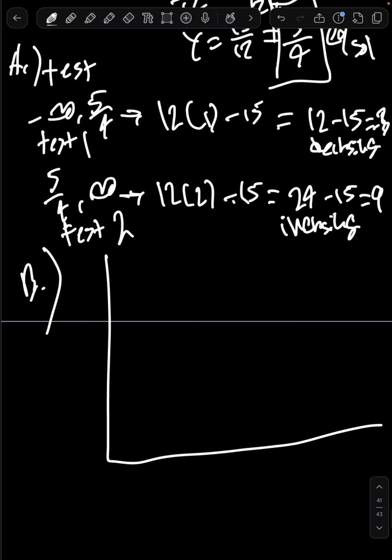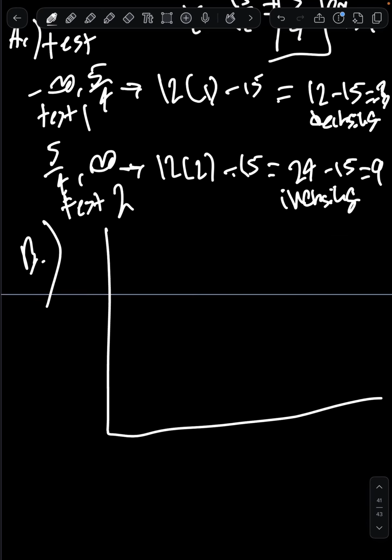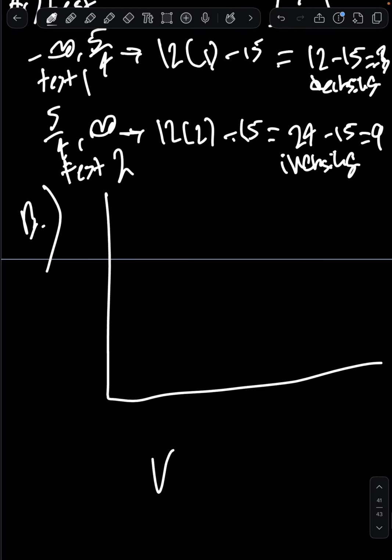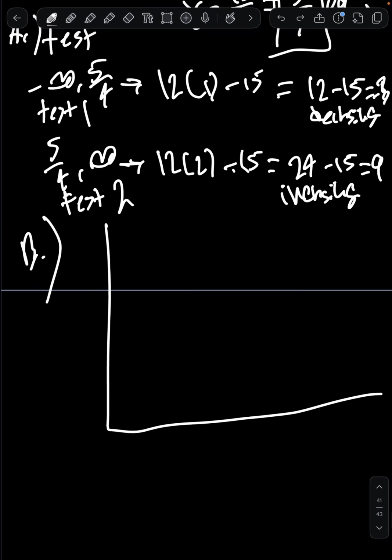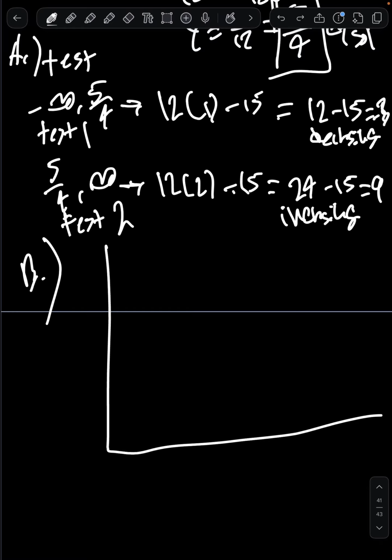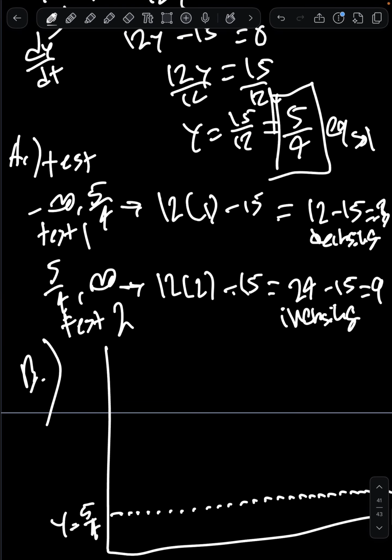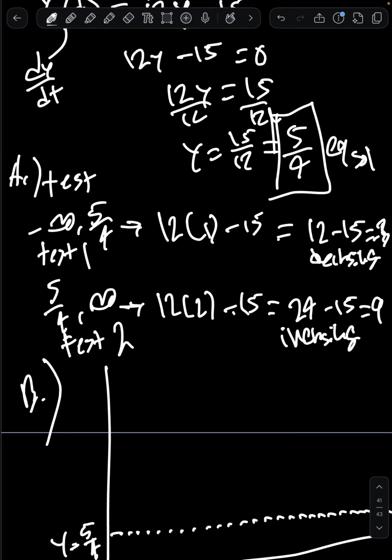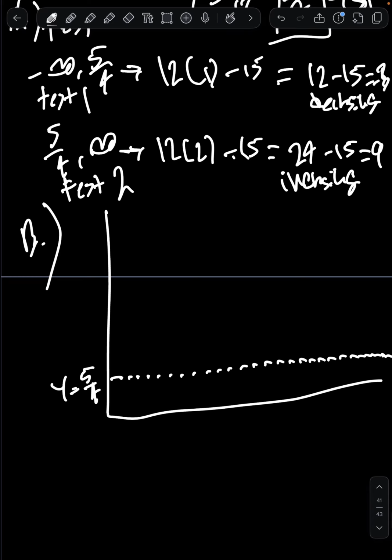Now, we need to see what's happening. I actually don't need to draw this bottom part because our critical point is 5 over 4, which is a positive number. So let's set y equal to 5 over 4. Let's say that's this line. We know that line has a slope of 0 because by setting it equal to 0, we get that critical point, which tells me at y equals 5/4, our slope is 0.